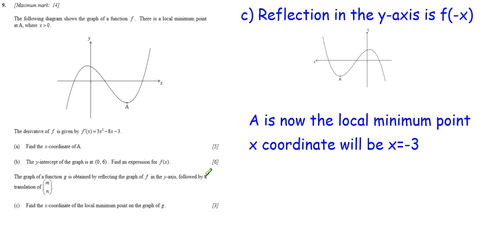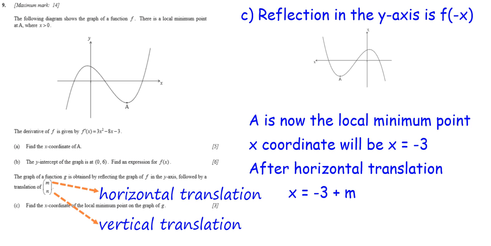Now we need to follow this by a translation of m, n. Well, m is the horizontal translation and n is the vertical part of the translation. So we only need to be concerned about the horizontal translation. So it started at minus 3 and then we've added on m. Then the new value of x will be minus 3 plus m.